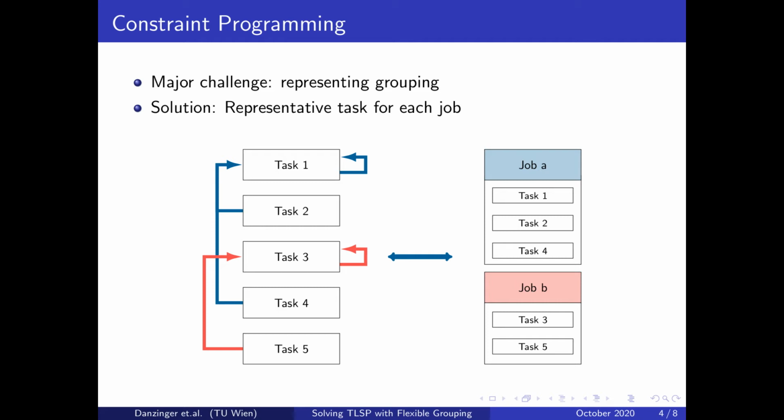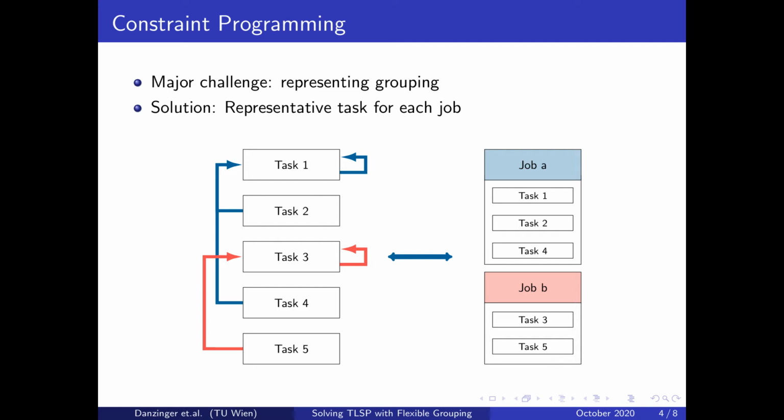Likewise, tasks 3 and 5 both point at task 3, which means there is a second job containing tasks 3 and 5 and having task 3 as its representative task. As a reminder, these pointers are only selected at runtime by the solver, and of course there are constraints in place to make sure they always represent a valid partition. For instance, when any task is pointed at, it must also point at itself.